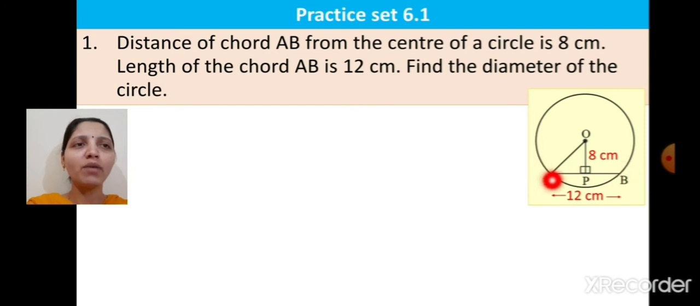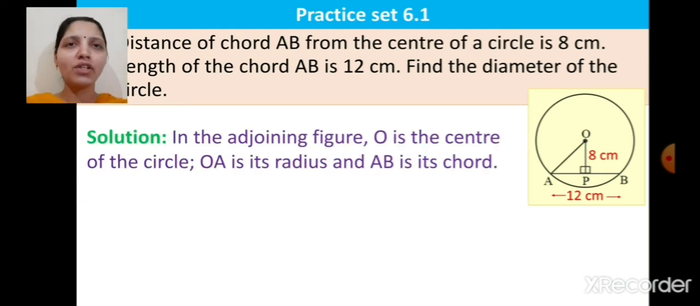Length of chord AB is given as 12 cm and you have to find the diameter of the circle. Now how to find the diameter? For that you first find the radius of the circle, and we know that radius is half the diameter. So with the help of that we can find the diameter. So let's start with the solution.